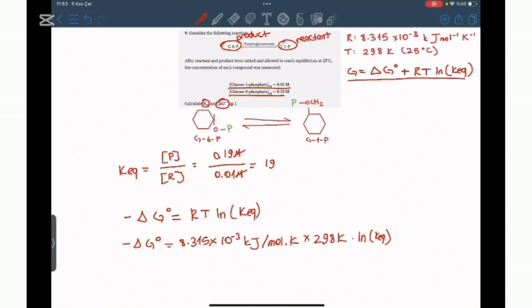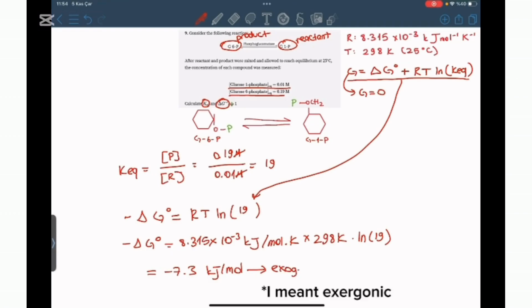Then we come to this equation to find our Gibbs free energy. In equilibrium, this G equals 0, and we have to find the standard Gibbs free energy. The formula here is turned into this. If we take G as 0, we plug in the value of the equilibrium constant as 19, and since I did the calculations beforehand, we get this negative 7.3 kilojoules per mole. That would mean our reaction is exergonic and spontaneous when G1P is turned into G6P.